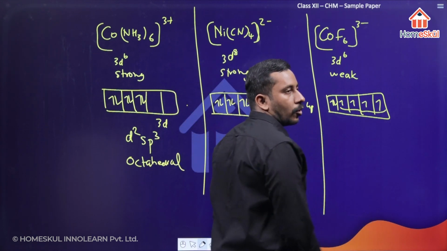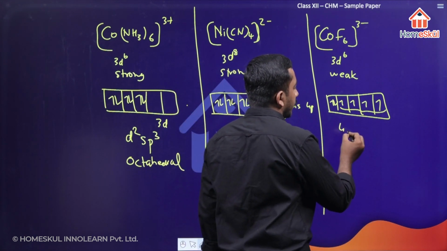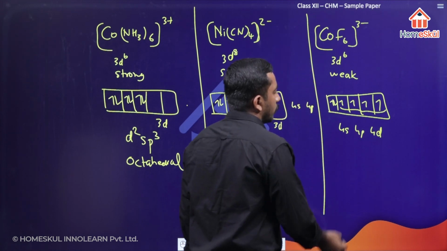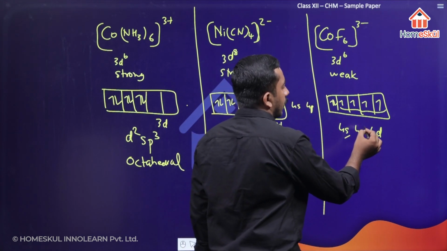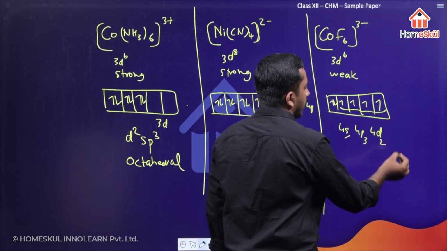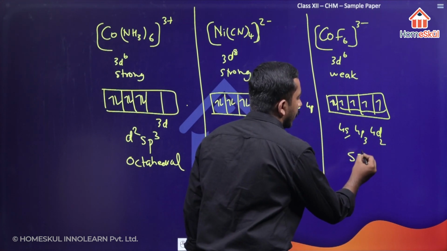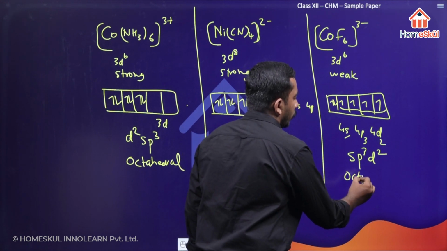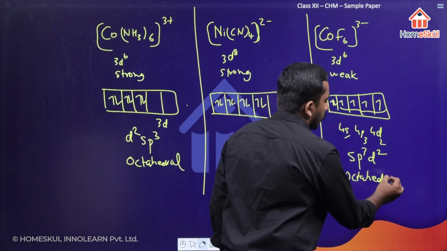So the next vacant orbitals will be used. That means the 4s, 4p and 4d orbitals will be used. So 1 s, 3 p's and 2 d's will be used. That means hybridization will be sp3d2. In that case also the geometry of the molecule is going to be octahedral.